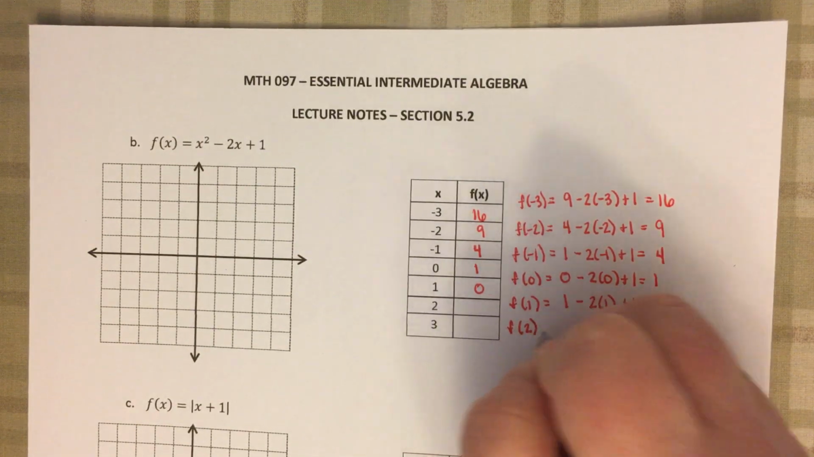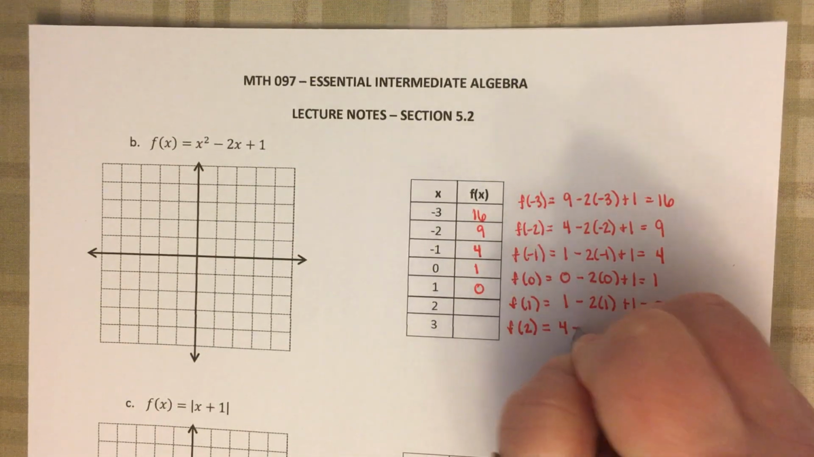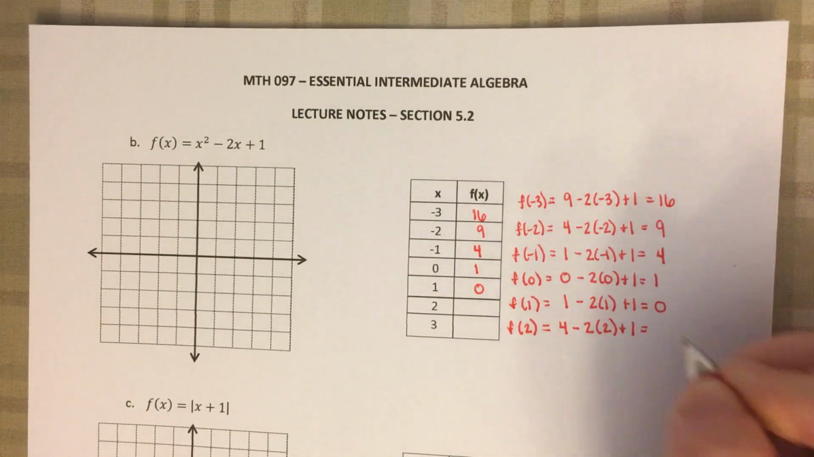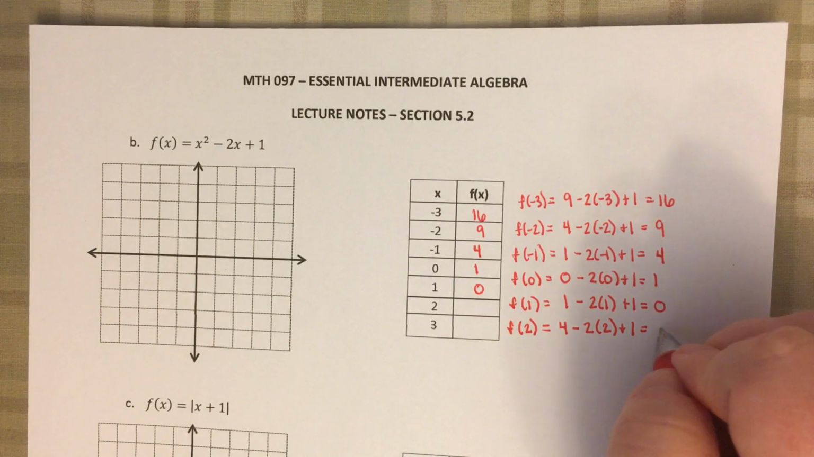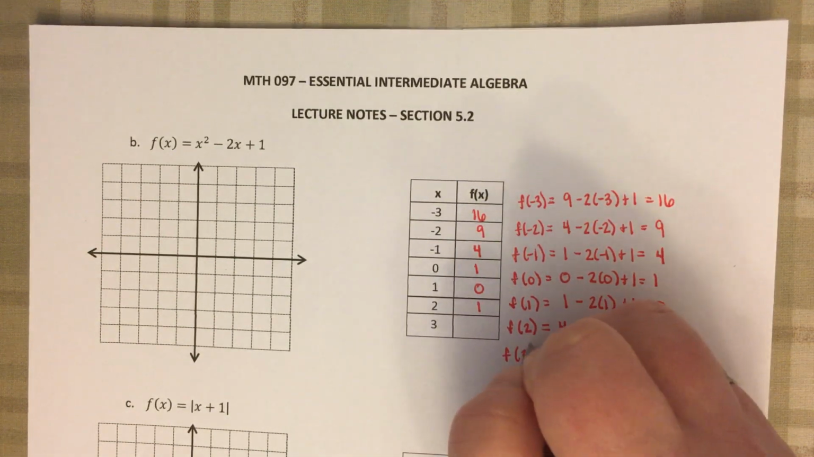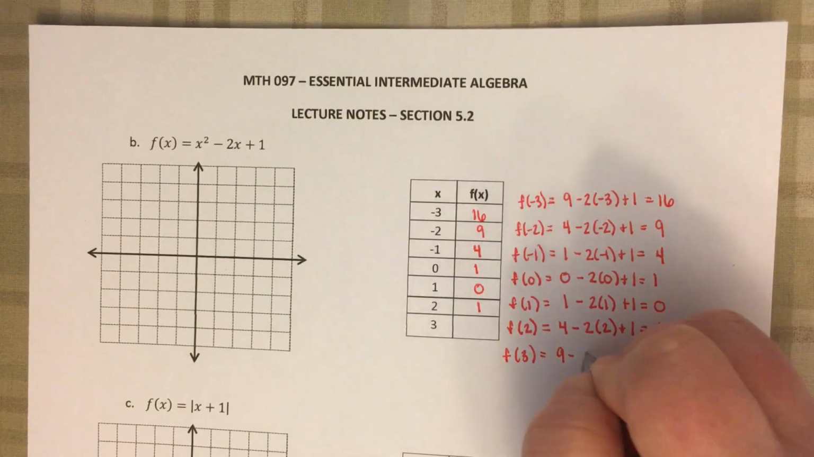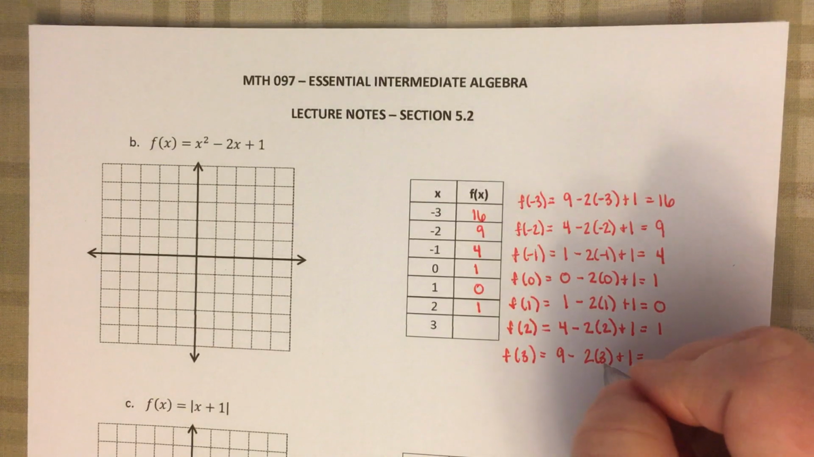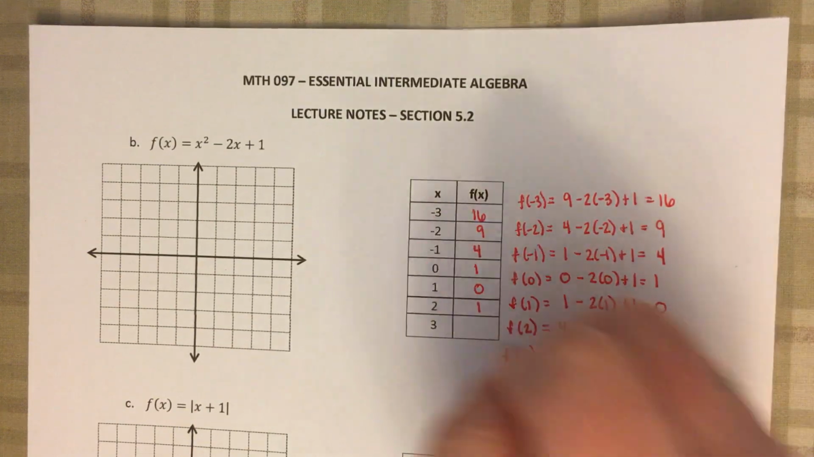F of 2. 2 squared is 4, minus 2 times 2 plus 1. 4 minus 4 is 0. 0 plus 1 is 1. And f of 3. 3 squared is 9, minus 2 times 3 plus 1. Right, well, 9 minus 6 leaves us with 3, plus 1 gives us 4.